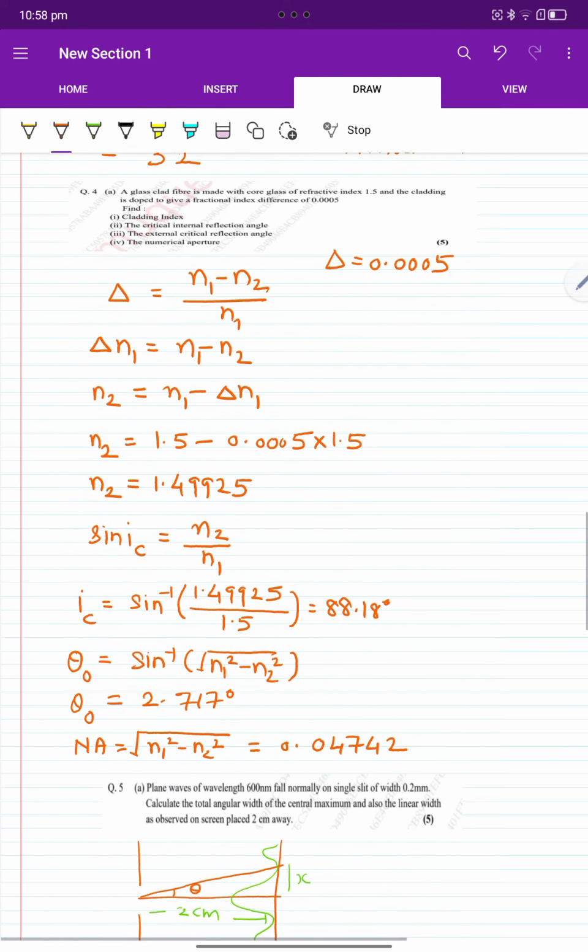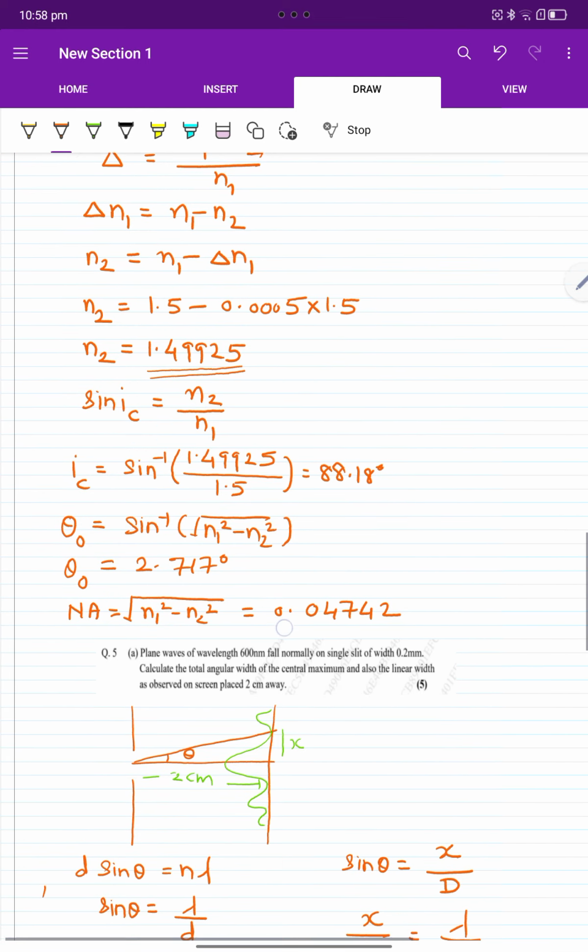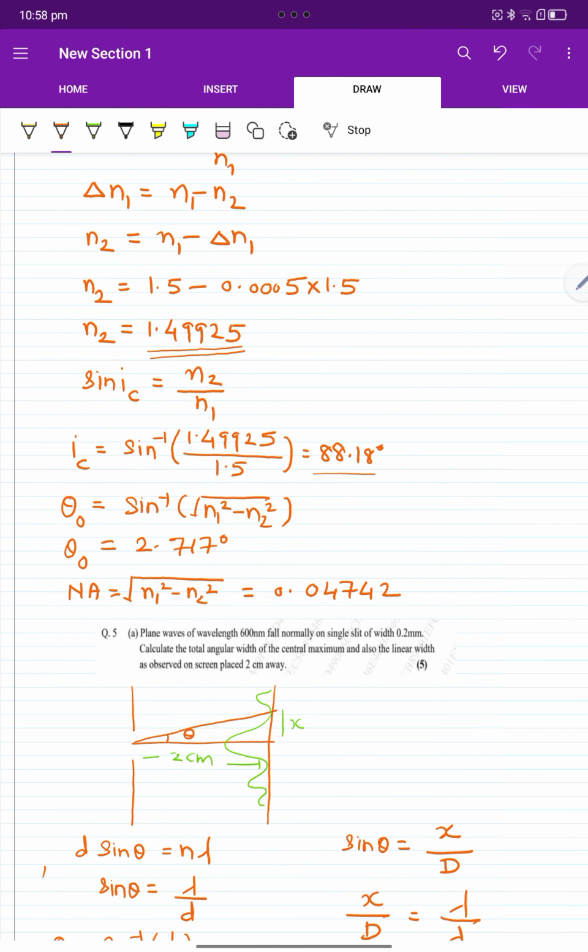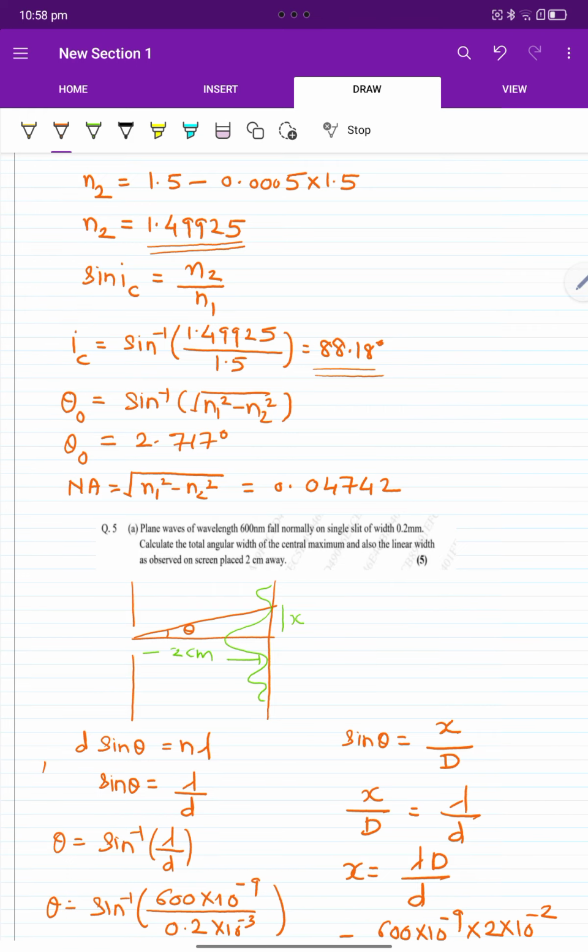Next, question number 4a in our question paper: the fractional refractive index is given as 0.005, and the refractive index of core is 1.5. By using the formula of relative refractive index, we can find the refractive index of cladding as 1.4925. From this we can also find the critical angle as 88.18 degree and the acceptance angle as 2.717 degree. Numerical aperture we can find as 0.04742.